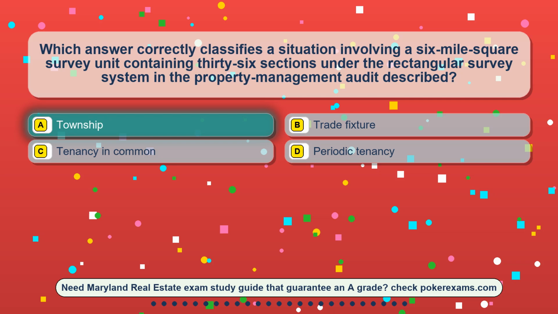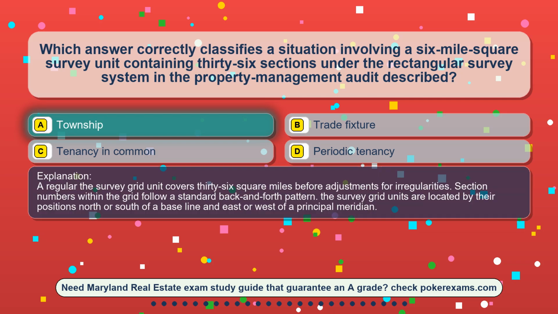The correct answer is option A, township. The survey grid unit covers 36 square miles before adjustments for irregularities. Section numbers within the grid follow a standard back-and-forth, or boustrophedonic, pattern. The survey grid units are located by their positions north or south of a baseline and east or west of a principal meridian.